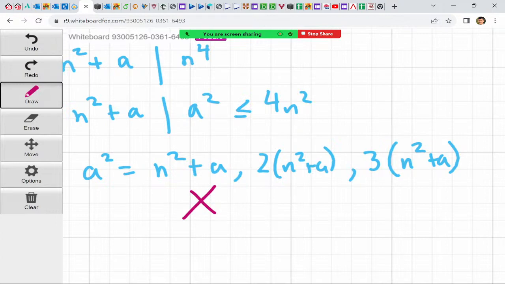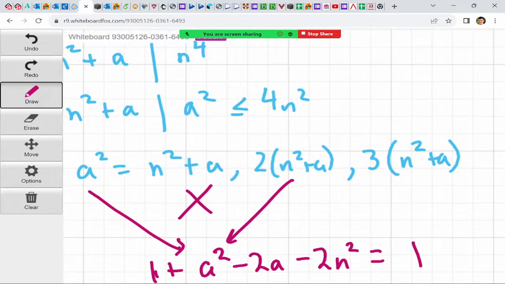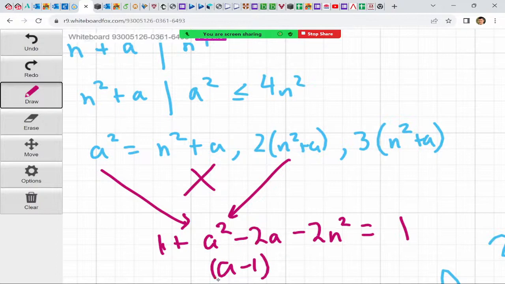I tried to show they're Pell's, but I haven't exactly. So that one is a squared equals 2n squared plus 2a. I did minus 2a, equals 0. You add 1 on both sides to complete the square. And then I get a minus 1 squared minus 2n squared equals 1, so that's Pell's. And it somehow worked, I think.